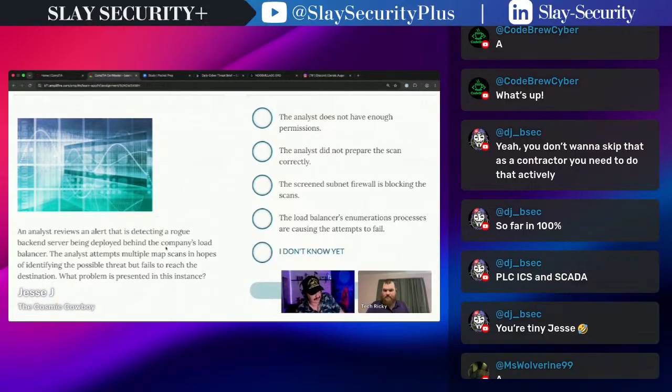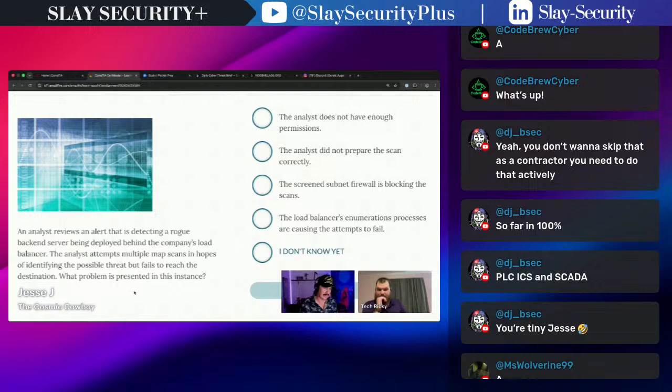There's a backend server. It's behind a load balancer. The analyst attempts multiple Nmap scans in hopes of identifying a possible threat, but fails to reach the destination. Well, the analyst did not prepare the scan correctly. That's correct. I think it's the screened subnet. I think it's something that has to do with the DMZ. Yeah, that's what I was leaning towards as well.